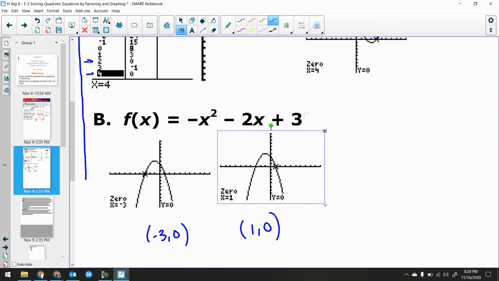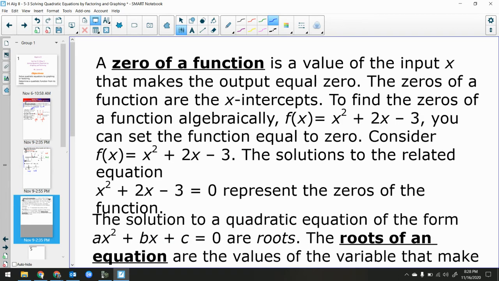And there it is. So we've got negative 3, 0, and then a 1, 0. Okay. So I think you can find that, again, it's really easy to find the zeros when given a calculator. All right. So the zero of a function and the roots of the equation are all synonyms. It is the value of the input x that makes the output equal to 0.